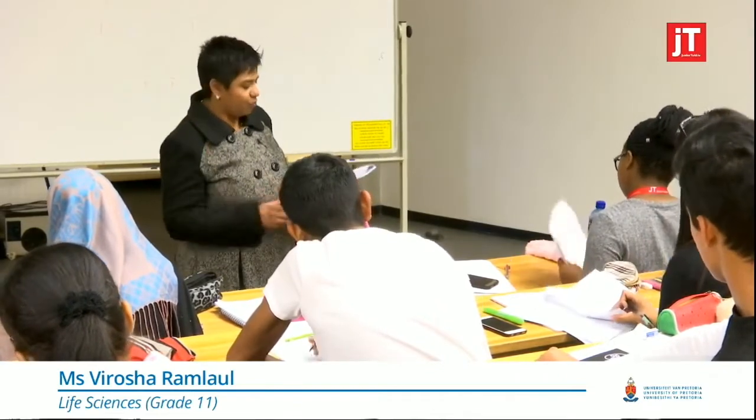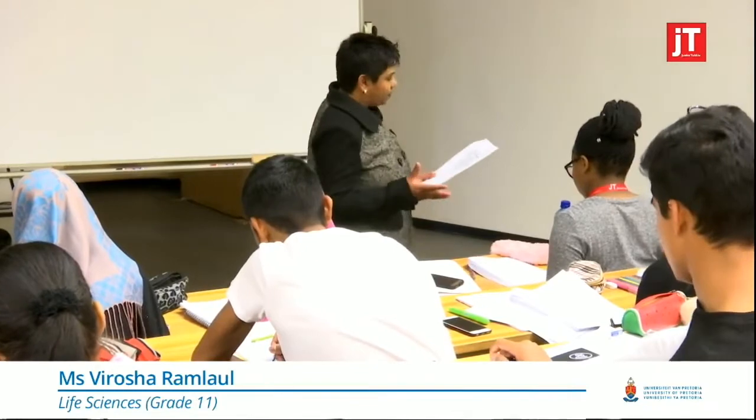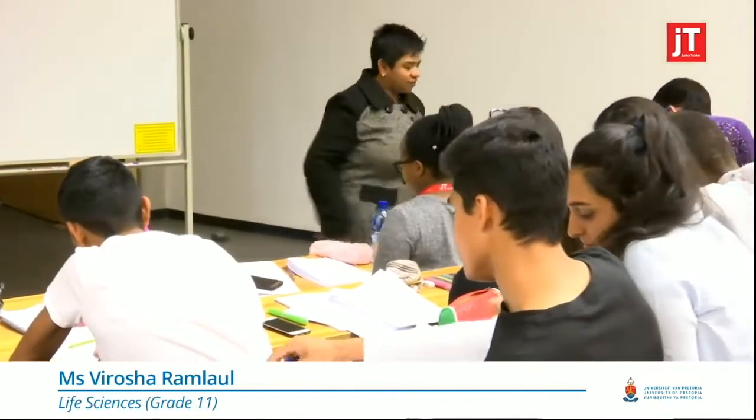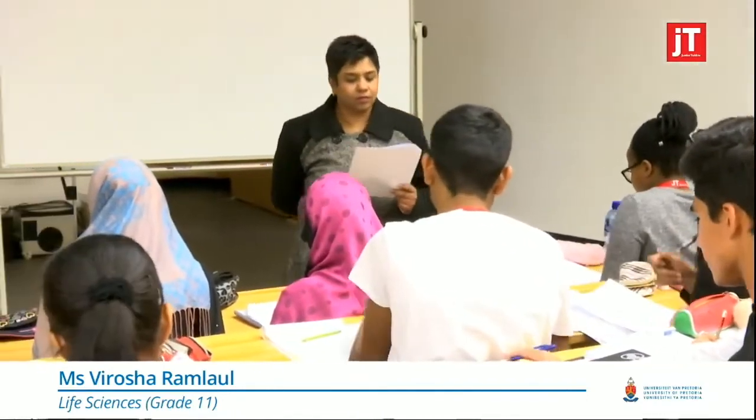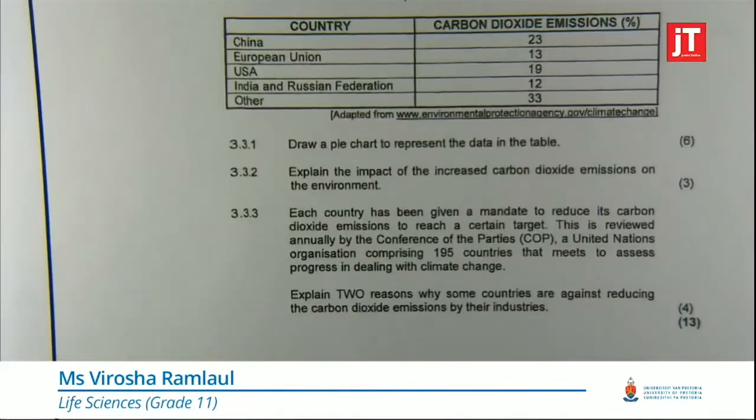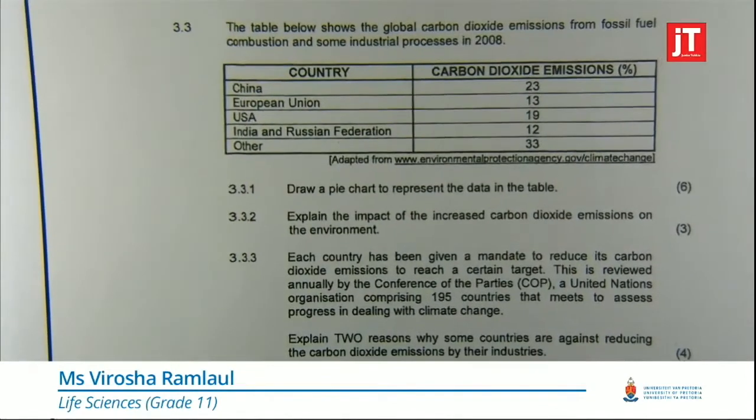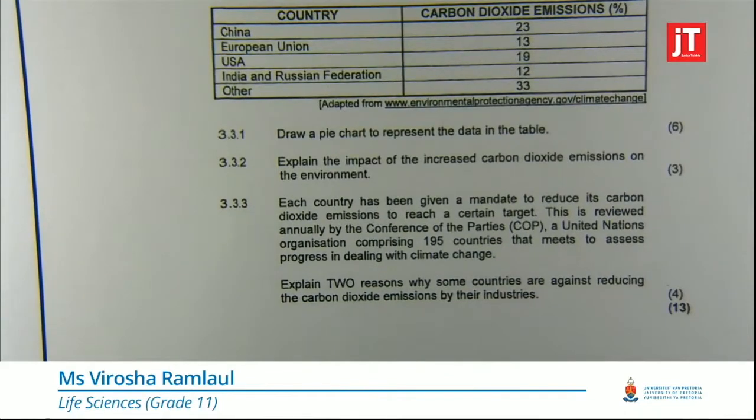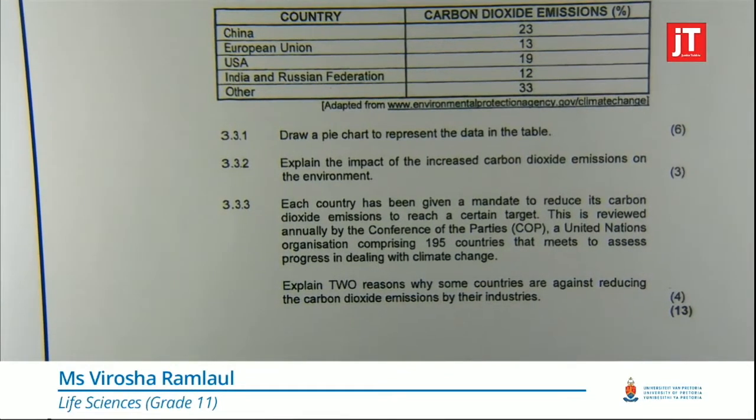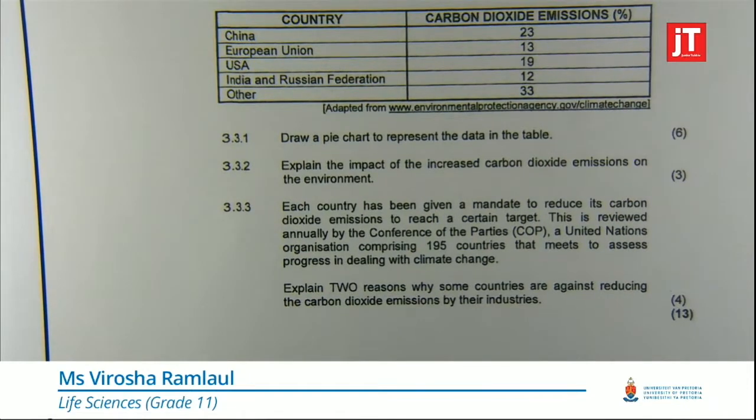That's the last one in the booklet, but I have more for you. 3.3.1. So let's read the part. Irfan, read it out for me, the top part. The table below shows the global carbon dioxide emissions of fossil fuel combustion and some industrial processes in 2008. 2008, this paper was March 2015. So you have the countries: China, European Union, USA, India, Russian Federation, other. Then you have the percentages. Draw a pie chart to represent the data in the table, 6 marks. I'm sure we all can draw a pie chart, but we will not do that now.